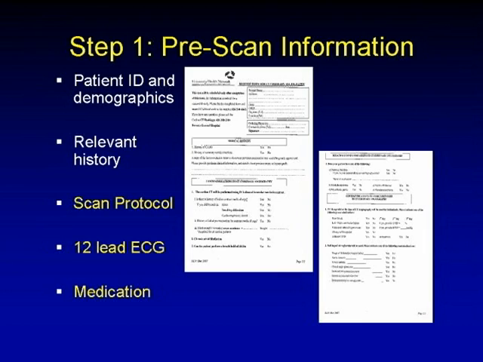So step 1, when I'm looking at a case, with my fellows or without, I will always look at the pre-scan information. We get every referring cardiologist to fill out a 2-sheet form. Okay, they don't like it. They didn't like it 5 years ago. They still don't like it. But we won't do it unless we get this information. And it's patient ID, demographics, and relevant history, in terms of why we're doing the study.